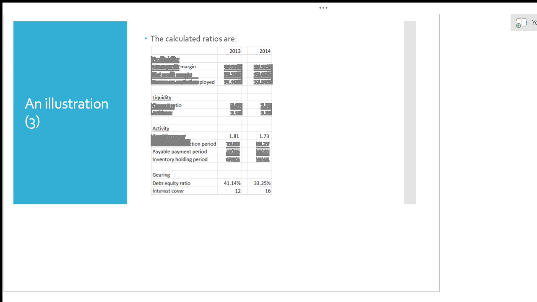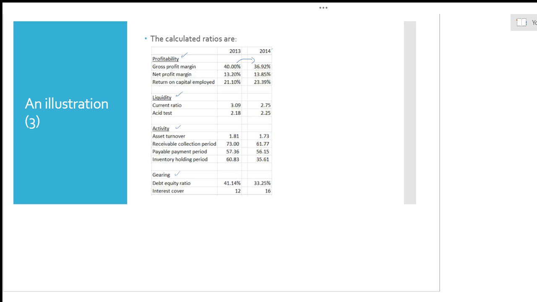Based on those, I calculated the ratios, and I found that in 2013 I had my profitability ratios, liquidity, activity and gearing, as well as for 2014. Now let's have a very close look. In terms of profitability, what do you think of the business? From 2013 to 2014, we realized that the gross profits have declined. Right? Why would the gross profits have declined?